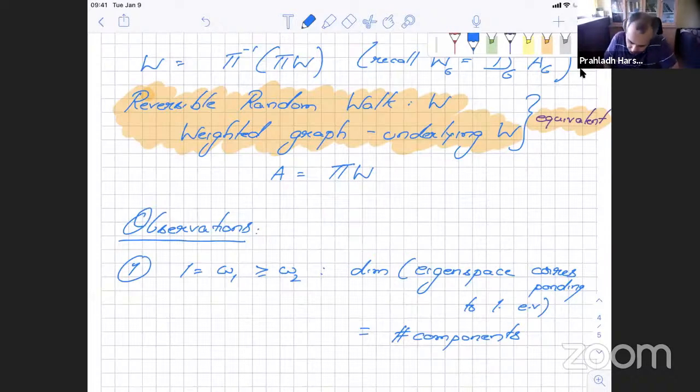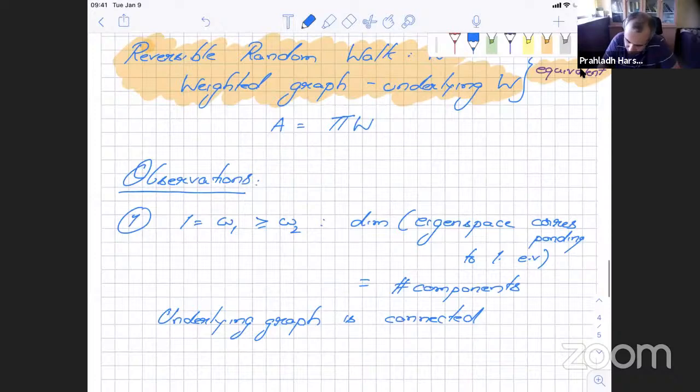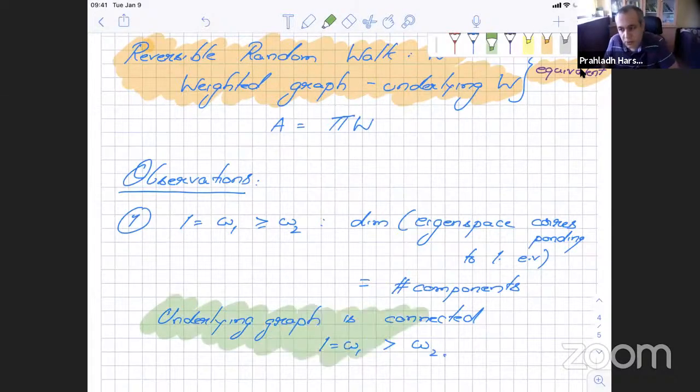What does this tell you? If the underlying graph is connected, then omega 1, which was 1, is strictly greater than omega 2. And this is an important observation to keep in mind.